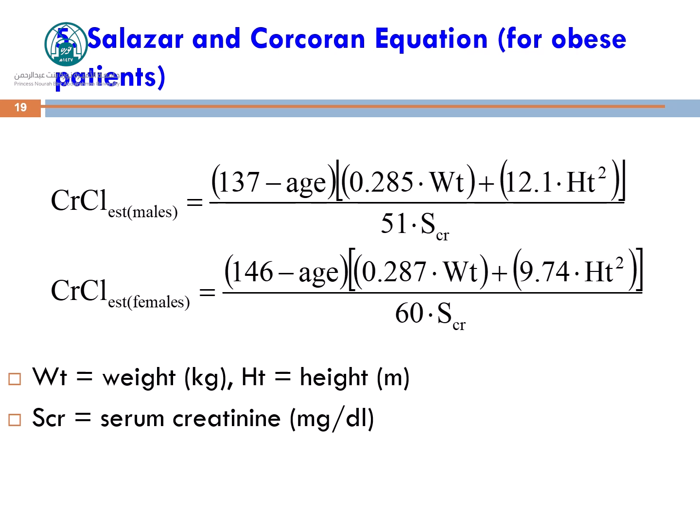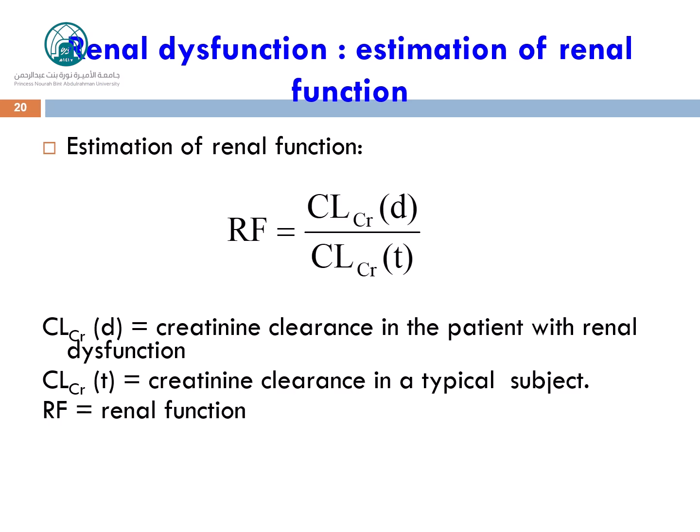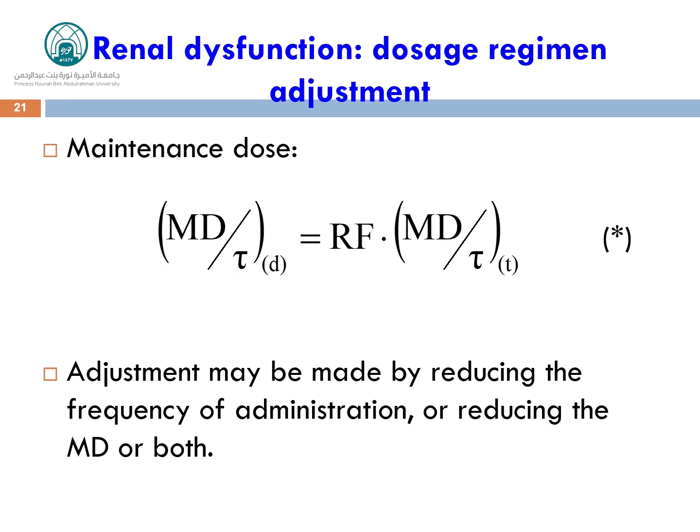So the female estimated creatinine clearance is less than that corresponding for males. Remember that the Salazar and Corcoran equations are for obese patients, those more than 30% above ideal weight, when calculating the renal function, which is usually a unitless value. Okay, it does not have a unit. Now, depending on this renal function equation, we will calculate the dosage regimen adjustment.